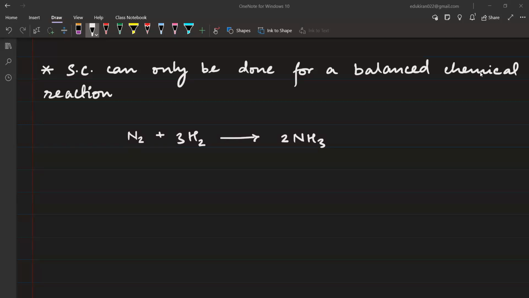Fair. So when we look at this reaction, now it is balanced. So what is happening here? Another thing that you have to identify is the stoichiometric coefficient of each of the reactants and the products. So for nitrogen, the stoichiometric coefficient is 1. For hydrogen, it is 3. And for ammonia, it is 2. All of these are stoichiometric coefficients.